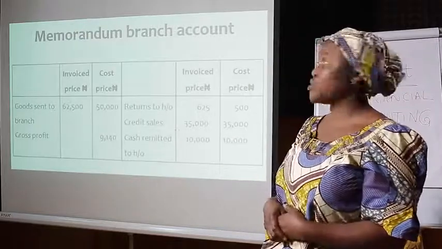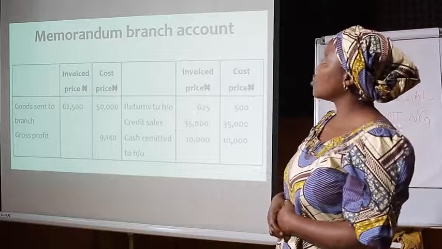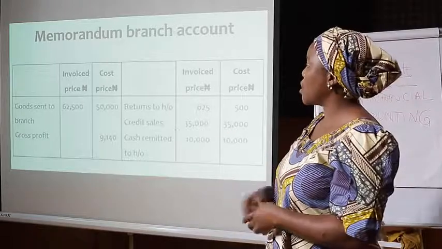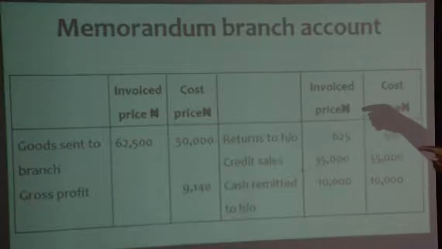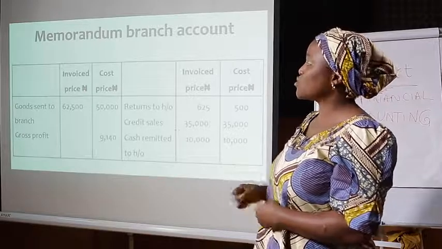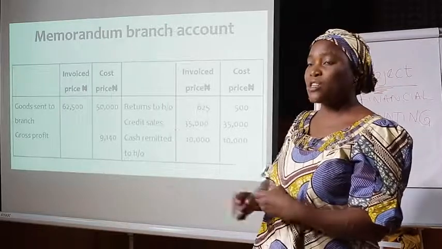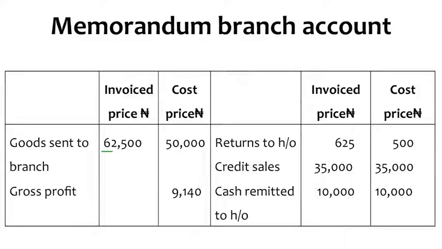Now, these are our memorandum branch accounts. When you are given a markup, you have to calculate that before you can go on to open up your memorandum branch account. In our memorandum branch account, you can see that it resembles the two-column cash book. The empty column, with no heading, is for the details of the transaction. The two columns are the invoice price and the cost price. On the credit side of your account, you also have the invoice price and the cost price.